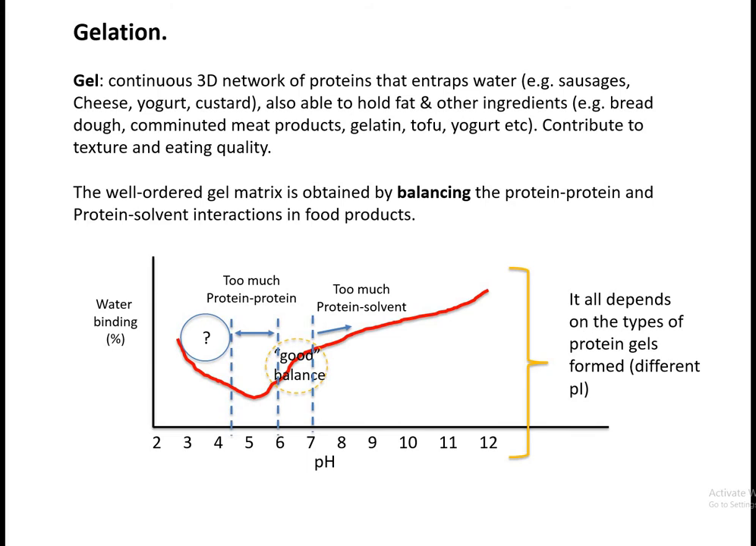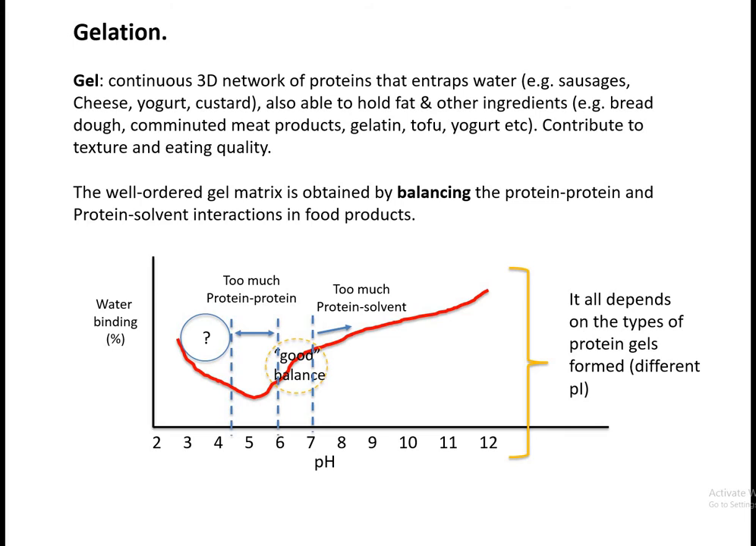So a gel is a system that is able to entrap water: sausages, cheese, yogurt, etc. When you entrap water, you also hold fat and other ingredients. Bread dough, comminuted meat products like sausages, like burgers, gelatin, tofu I mentioned before, yogurt. Okay, so the gel contributes to texture and eating quality.